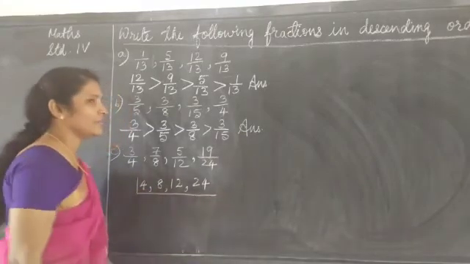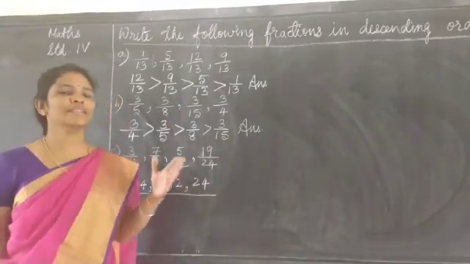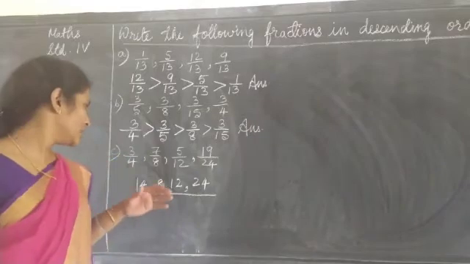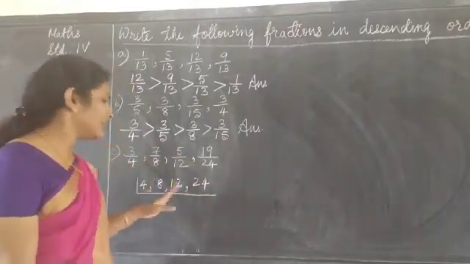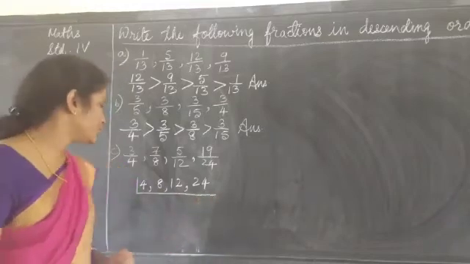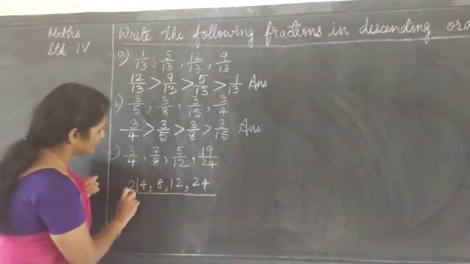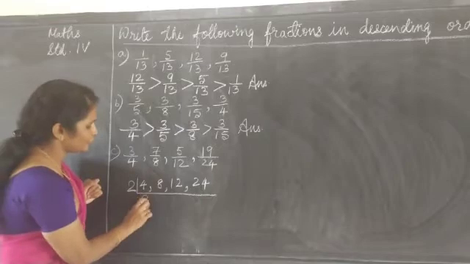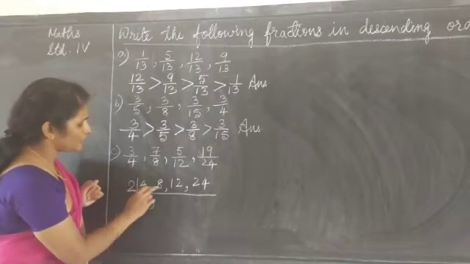We have to start the process with the smallest prime factor, that is 2. Are they divisible by 2? Yes, all the numbers are divisible by 2. We will do... How many 2s are 8?